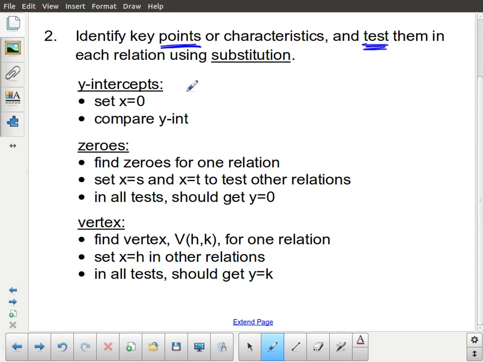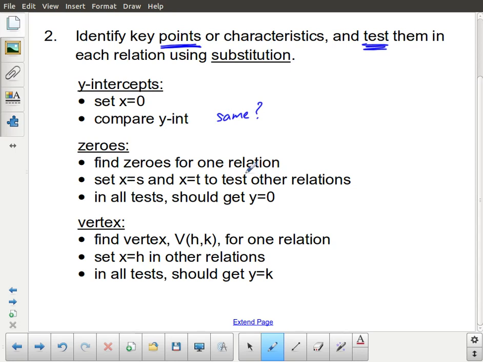So what do I mean by the key points? Well, in the case of a y-intercept, the way you find a y-intercept is you set your x value to 0, and then you see what's left over. So setting the x value to 0 for each of your relations should give the same y-intercept. So really that's what we want to know. Are the y-intercepts going to be the same?